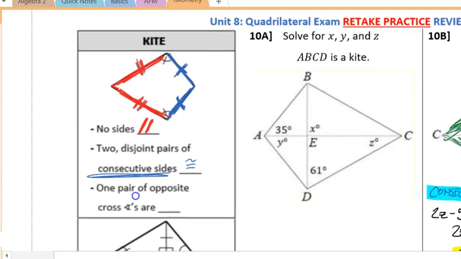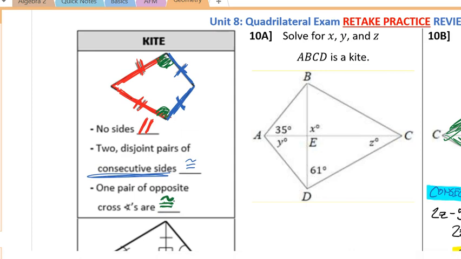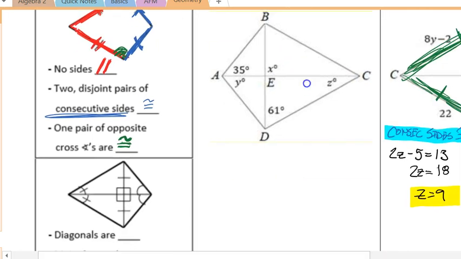The last property that's relevant in terms of sides and angles in a kite is that we have one pair of opposite cross angles that are in fact congruent. Normally we have two sets, but in this case we have one set of opposite cross angles that are congruent. That doesn't show up in any of the problems we're dealing with, but that is relevant occasionally.